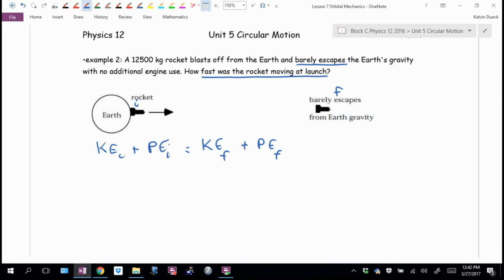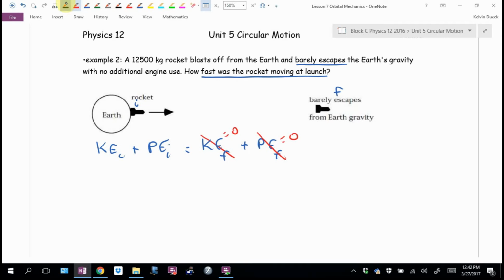What did we say our final potential energy was if we were out at infinity? So I can say, hey. And then I underlined barely escapes. What I mean by that is you had no extra energy left over. You came to a stop right when you also got to zero gravity.